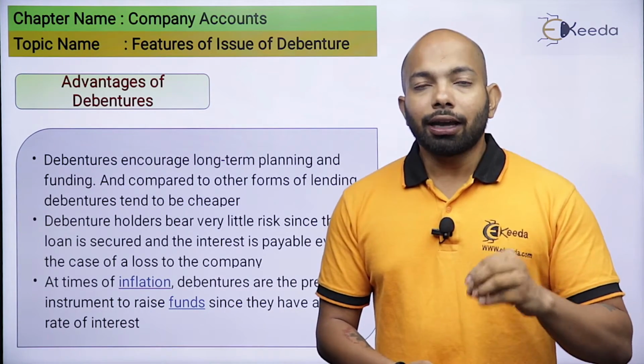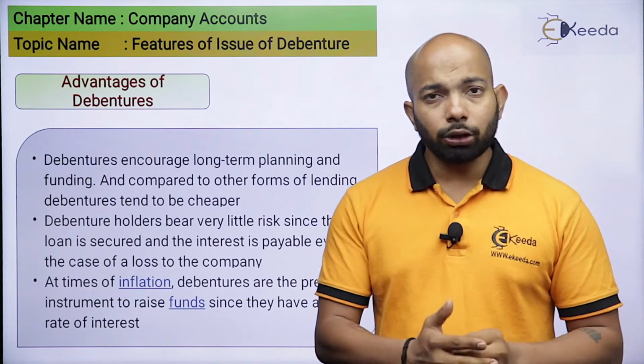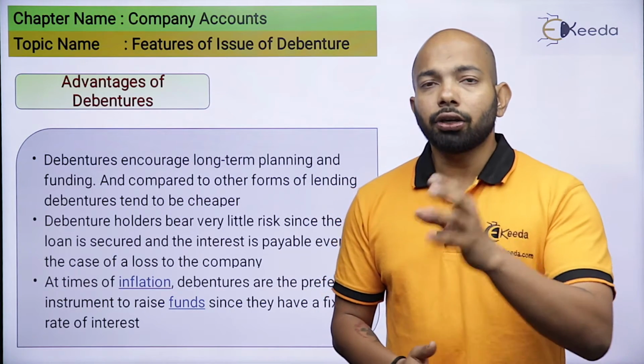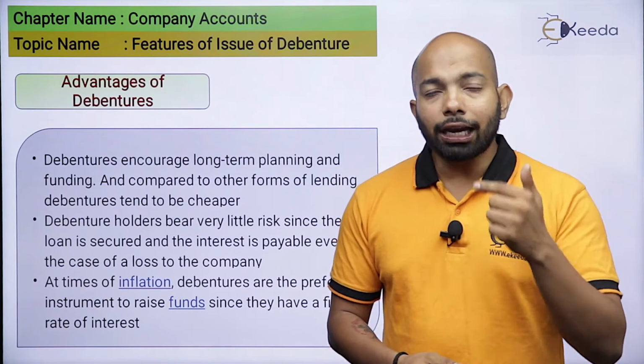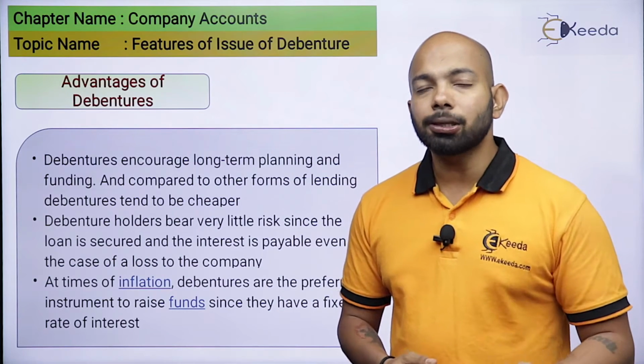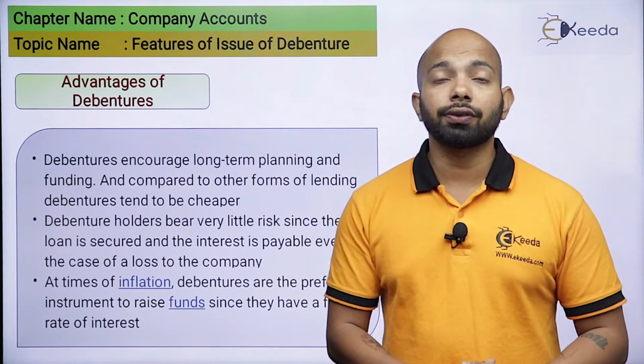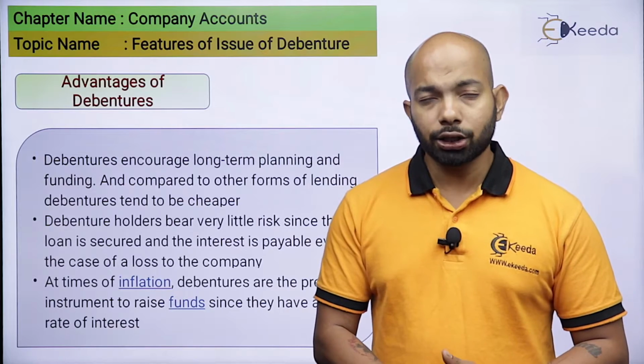Now, debentures have a fixed rate of interest, no matter whether there is inflation or deflation. You have to give out only that rate of interest. So if there is inflation and people are paying 22%, you are still supposed to pay 12% because that is your fixed rate of interest. Hence, it is a cheaper option. Let's go to the next part.